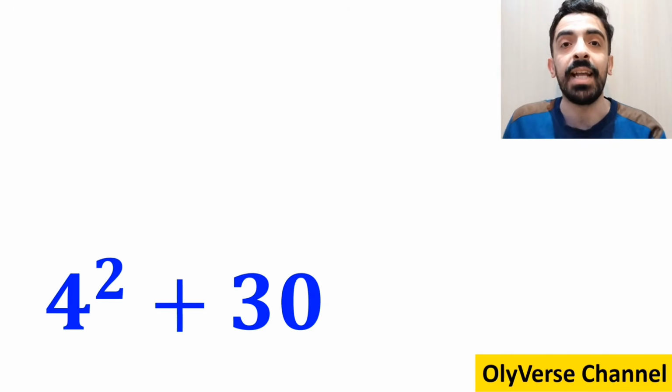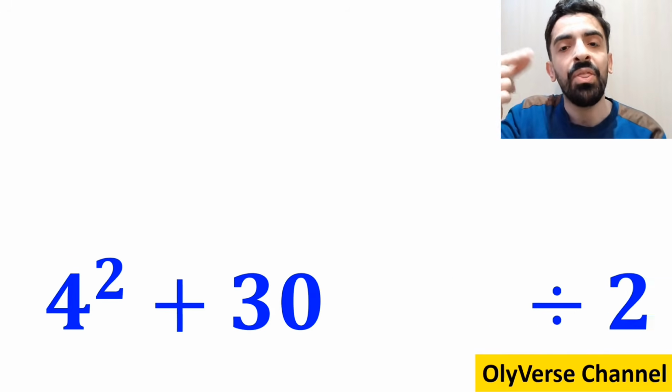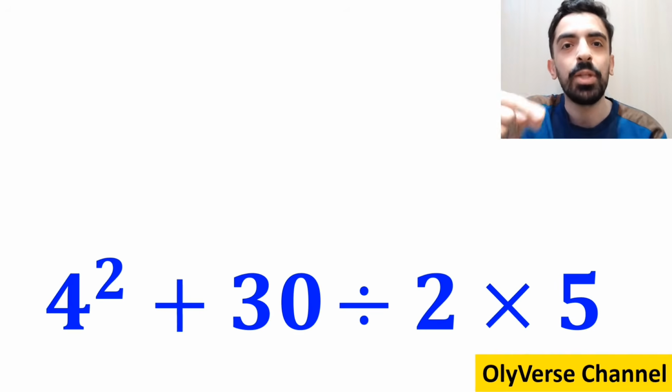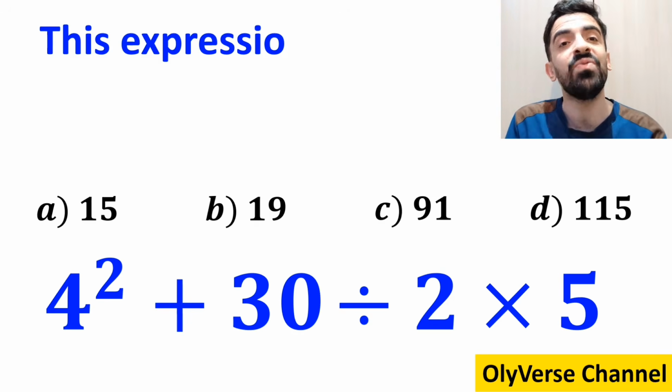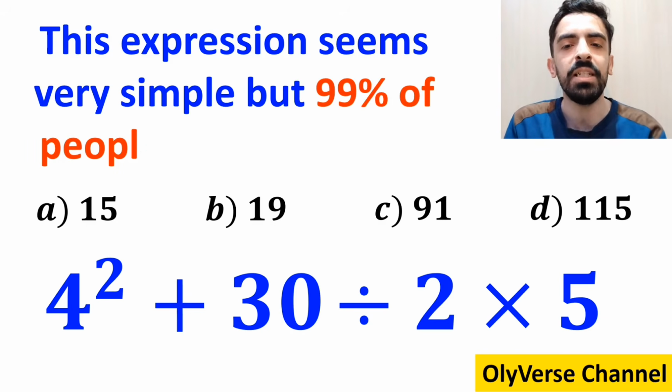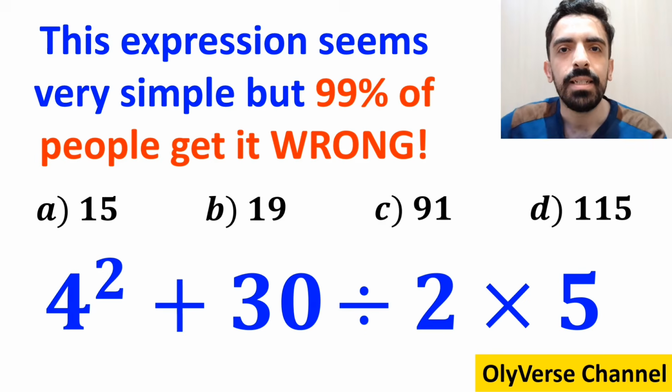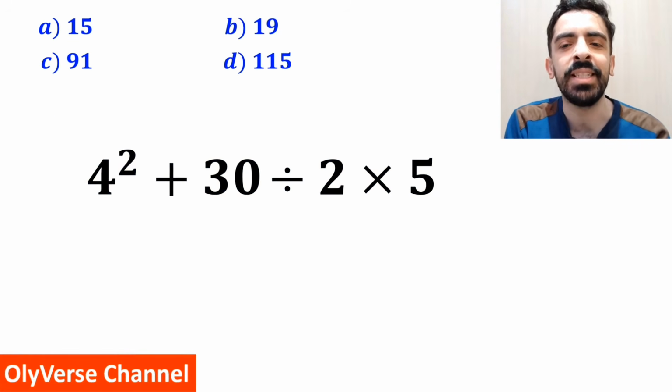What is the value of the expression 4 squared plus 30 divided by 2 multiplied by 5? Which option do you think is the correct answer to this question? This expression seems very simple, but 99% of people get it wrong. Let's go step by step and solve it together.